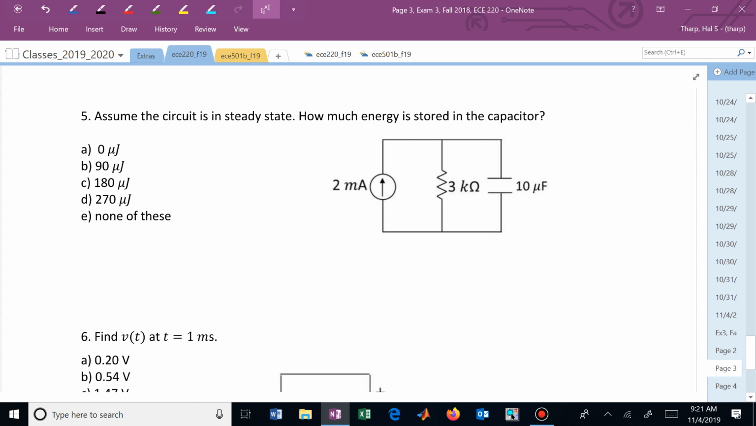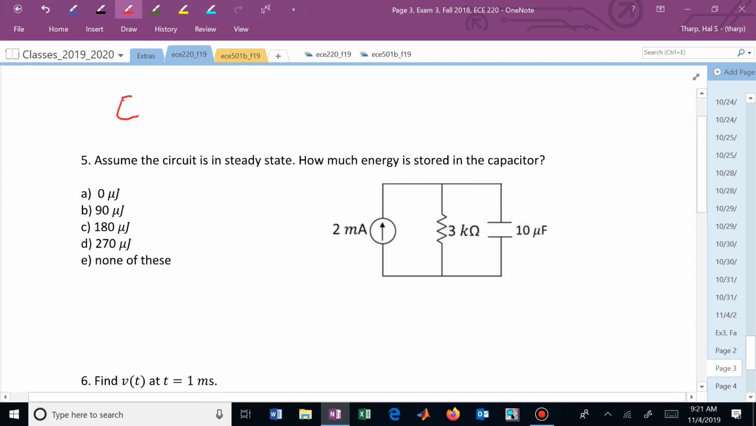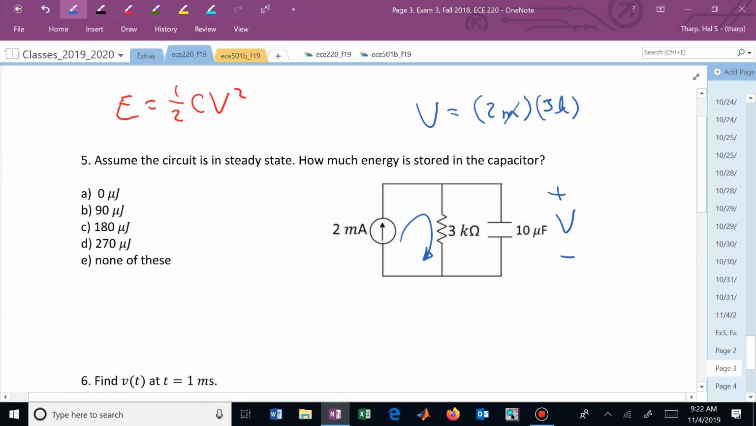Assume the circuit is in steady state. How much energy is stored in the capacitor? You have to remember the energy storage formulas. Here, the energy for a capacitor is 1/2 CV squared. Can we find in steady state the voltage across that capacitor? We're really looking for this voltage. In steady state, this opens up, and all of that current is going through that 3K ohm resistor. That means that V is now this 2 milli times 3K. The M and the K are conveniently selected. They cancel, and we now have 6 volts in steady state across that capacitor.